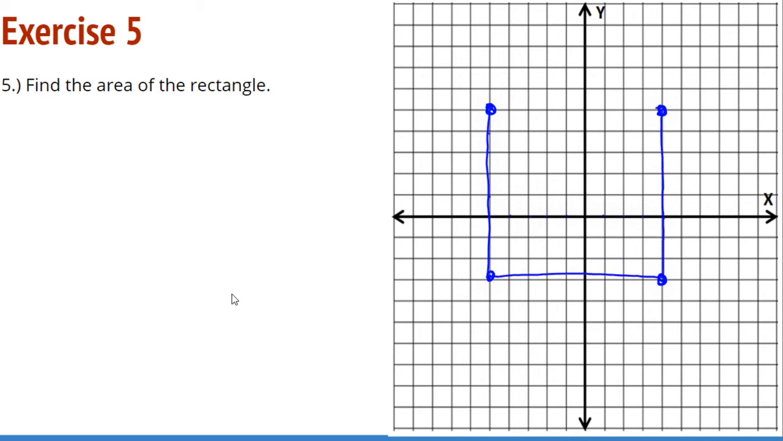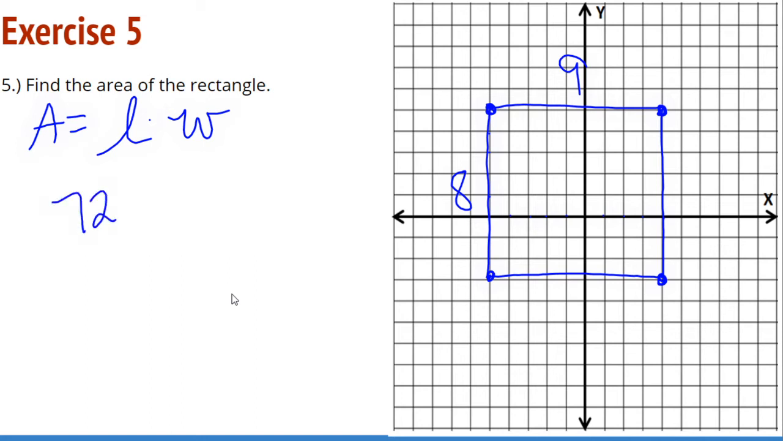Now, finding the area. The area of a rectangle is the length multiplied by the width. So I have already figured out that this had a length of 8 and this had a length of 9. To find the area, I just do length times width and find out 72 square units.